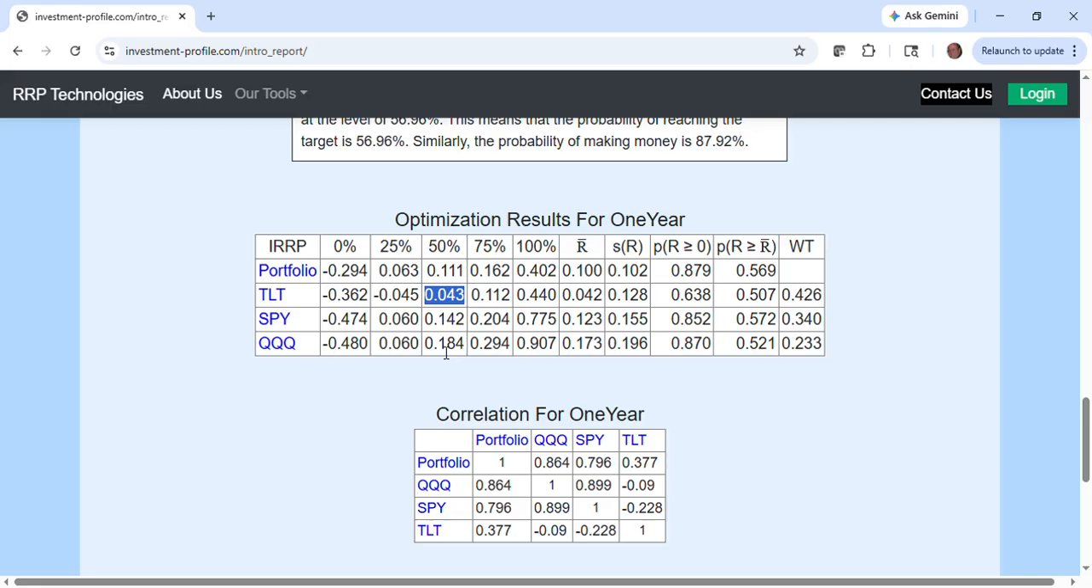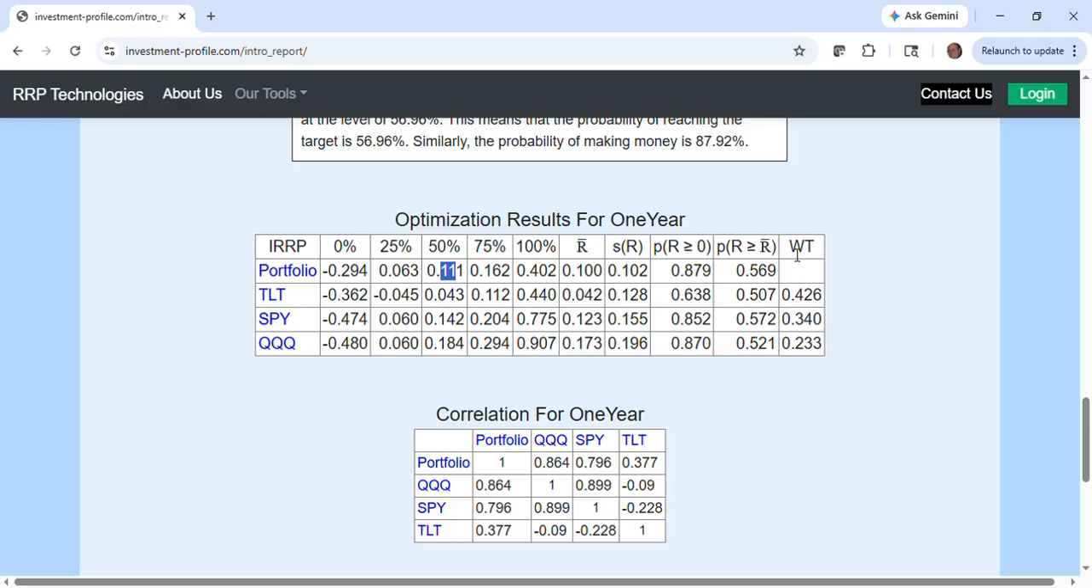The returns for QQQ are substantially higher, 18%, and the median return for spiders is 14%. And we also have the median return for the portfolio, assuming that the allocations for these 3 ticker symbols are consistent with what the optimizer suggests. Then the median return for the portfolio should be about 11%.